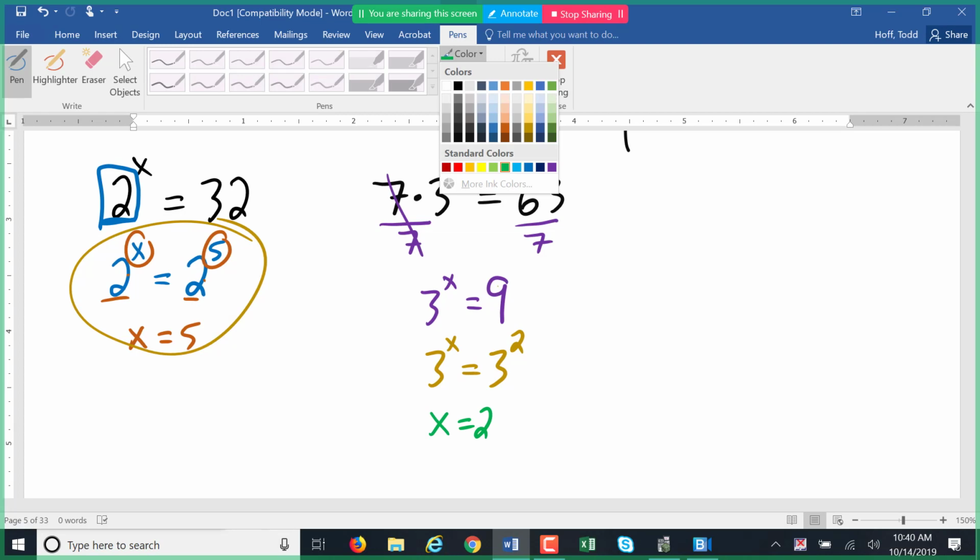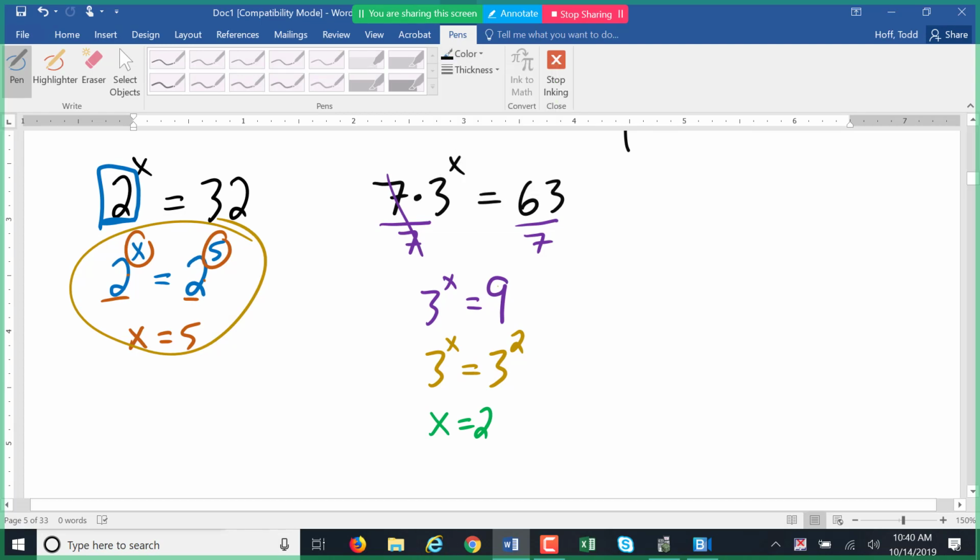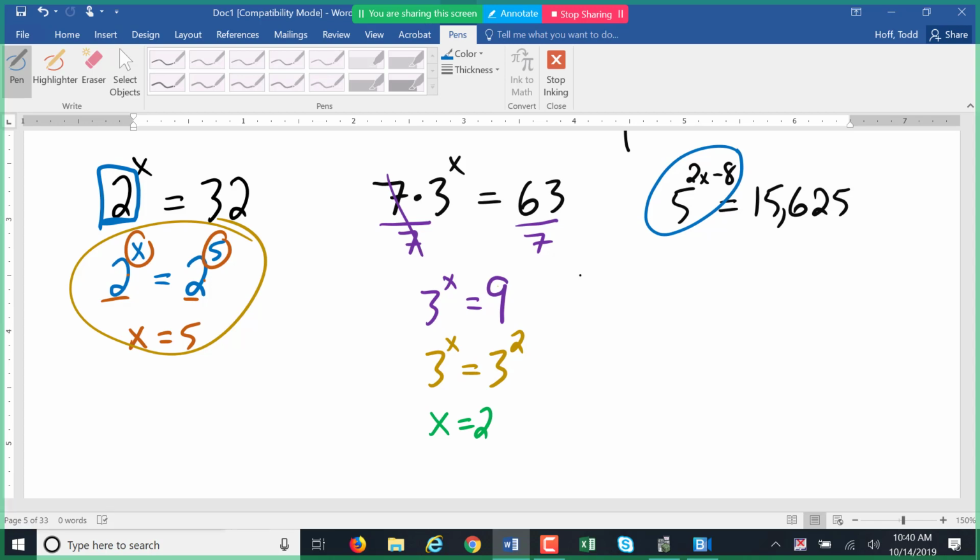Well, there can be more to the exponents than that. We might have 5 to the power of 2x minus 8 equals 15,625. The exponential is alone here. 5 to the power of 2x minus 8, that is the exponential. There's nothing multiplying it like there was here. So I'm good to start solving there.